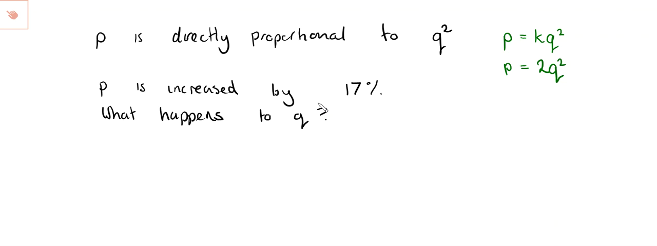So if you are going down the route of wanting to do numbers, I could pick a value for P and work out what Q would have to be to maintain that relationship. So, for instance, if Q is 1, P would be 2. If Q is 2, P would be 8.